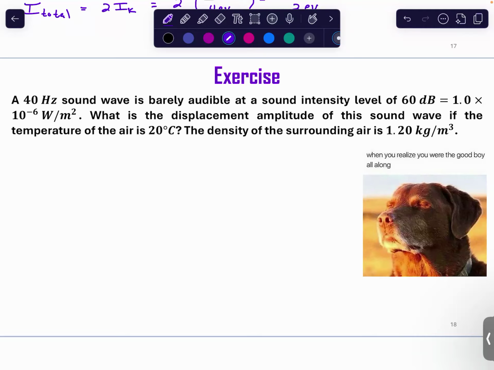So what is the displacement amplitude of the sound wave if the temperature of the air is 20 degrees Celsius? The density of the surrounding air is 1.20 kilograms per cubic meter. Okay, so let's look at the textbook. We're going to call the displacement along the Y-axis S, just so you can line it up with the notation in the textbook. Again, so what we want is that.